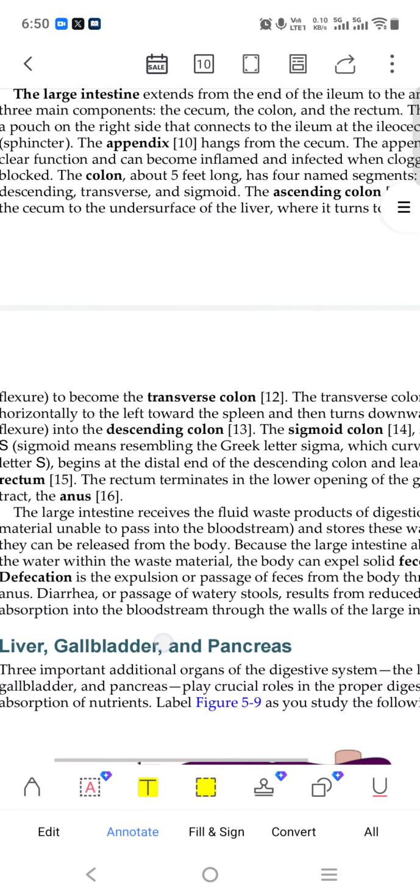Then at the end of the descending colon is the sigmoid colon, and then the rectum, which helps to eliminate the food. Defecation: it will turn into feces, stools.